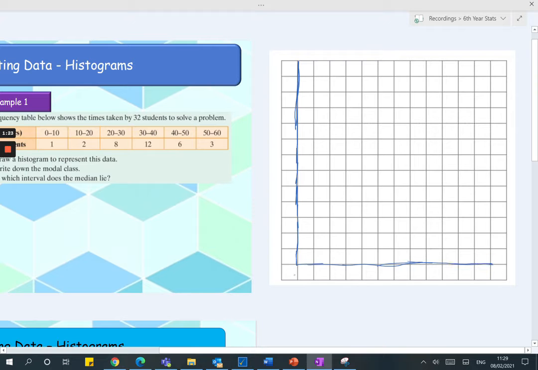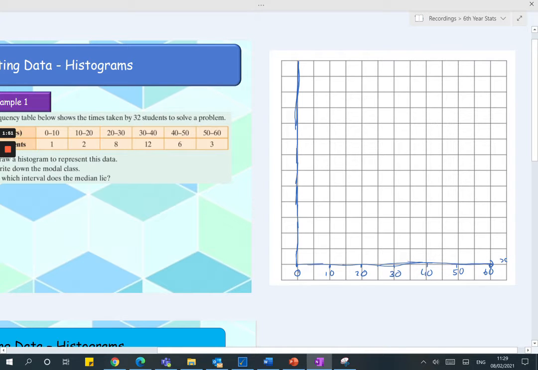Now I know I'm going to go from 0 to 60 because we always put the intervals on our x-axis. So I'm going to label those now. I'm going to have 0 goes to 10, goes to 20, goes to 30, goes to 40, goes to 50, and goes to 60. And as you can see, there's an equal space between each of my intervals.